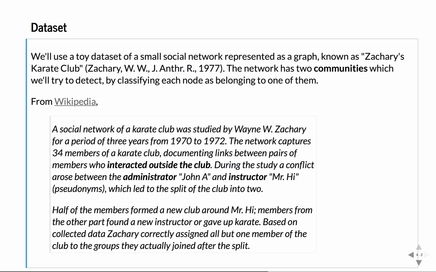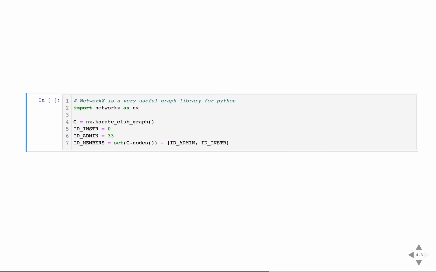At one point, the club split into two groups, because there was a conflict between the instructor and the administrator of the club. And our goal will be to predict which member, after the club split, decided to join which of these people. So the club split into two around the instructor and the administrator, and we have to guess where each member went according to the connectivity that represents their interaction outside the club. Okay, so that's the idea in this data set.